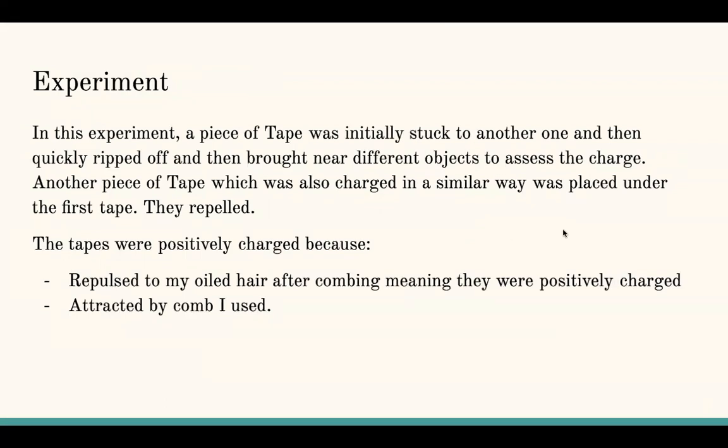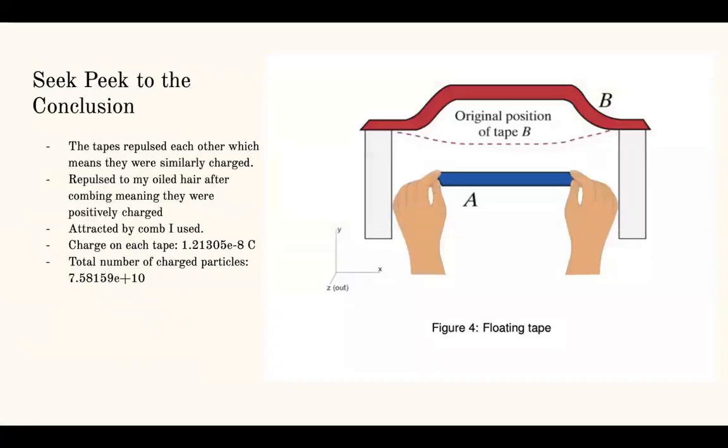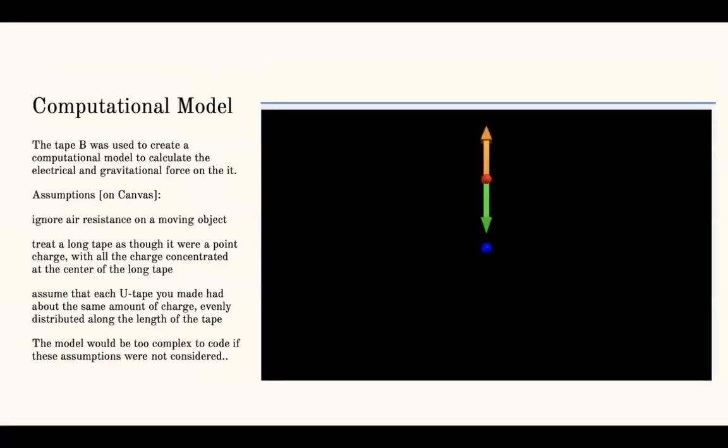In the experiment, a piece of tape was initially stuck to another and then quickly ripped off and then brought near another object like my hair and the comb to assess the charge. So basically, as seen in the sneak peek conclusion, it was positively charged.